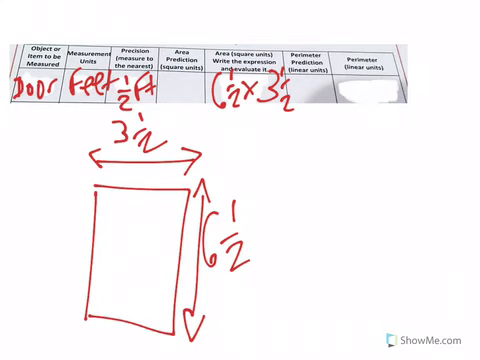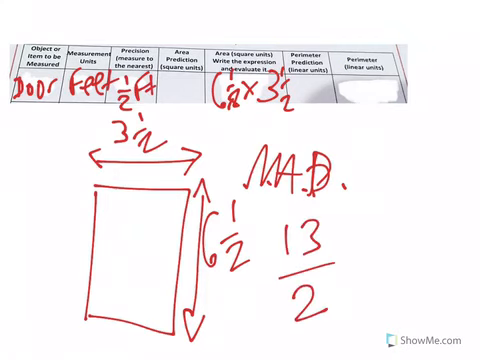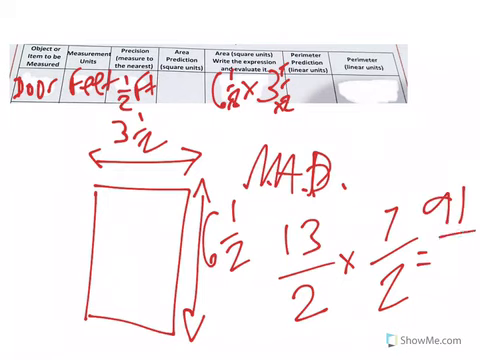And I'm going to convert those to mixed numbers. So we're going to use our MAD strategy. Multiply, add, denominator stays the same. So 2 times 6 is 12, plus 1 is 13. Denominator stays the same, so we have 13 halves. Times 2 times 3 is 6, plus 1 is 7. Denominator stays the same. 7 times 13, 7 times 10 is 70. 7 times 3 is 21, so we end up with 91 over 2, 91 halves.